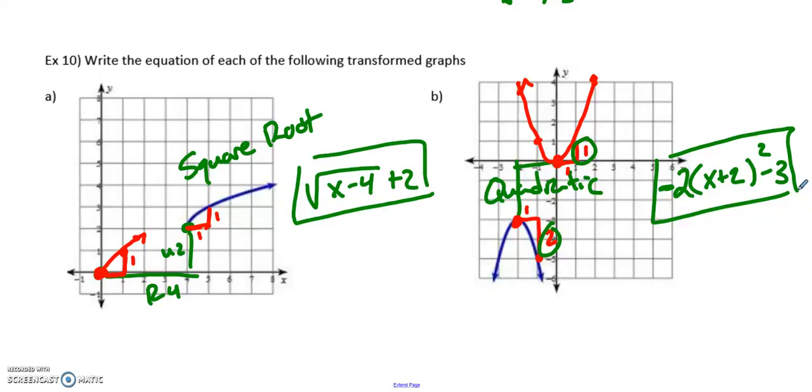So when we're writing transformations, we just look at left, right, up, down, and then reflections and stretches and shrinks.